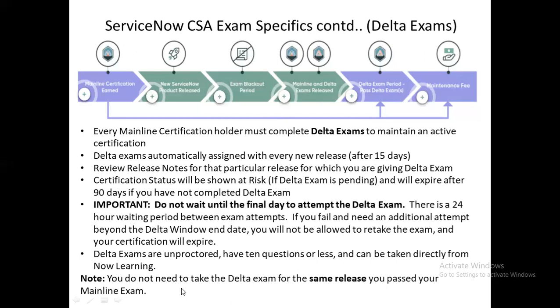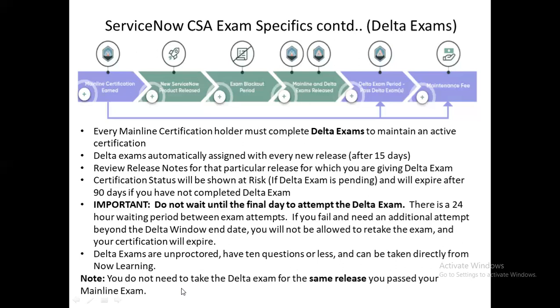Now, some tips and tricks. One is do not wait until the final day to attempt the delta. Sometimes people think it is very easy, I've done the mainline already, so I should not be facing so many issues with delta. Sometimes, if you do not prepare well enough, especially in terms of what has changed, you might have a problem. There is a very small number of questions. It is an unproctored exam with around 10 questions at max, and it can be taken directly from Now Learning. So you don't have to apply for the complete cycle which you did for mainline certification. It is just to ensure that you now understand the latest concepts which have come in the latest release.